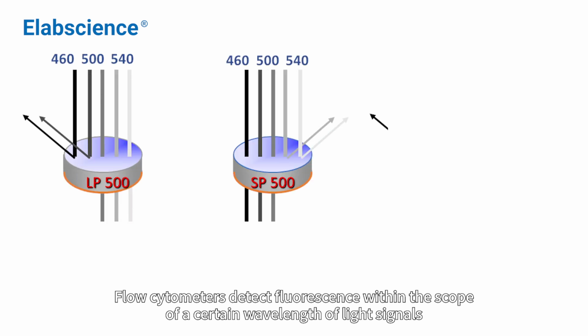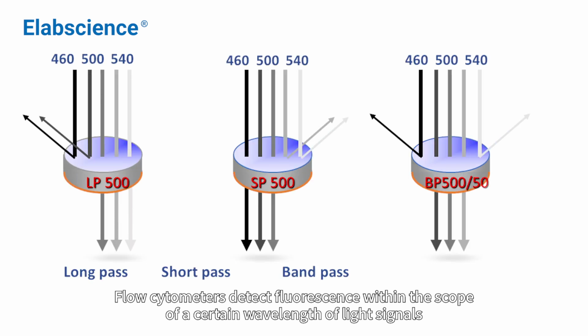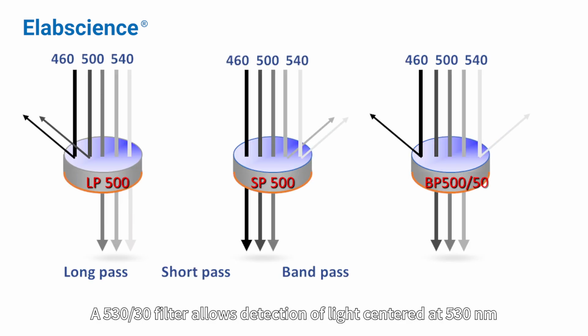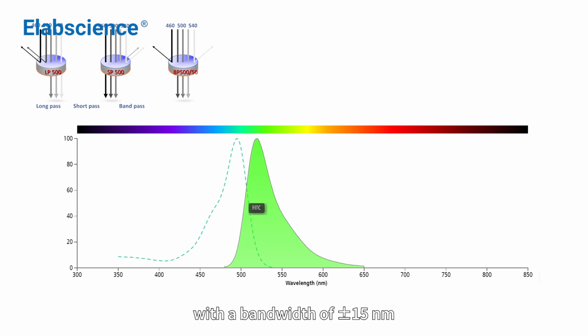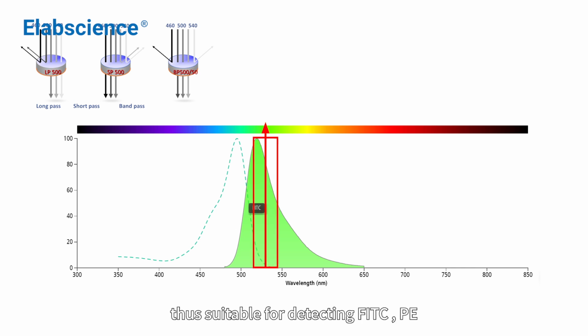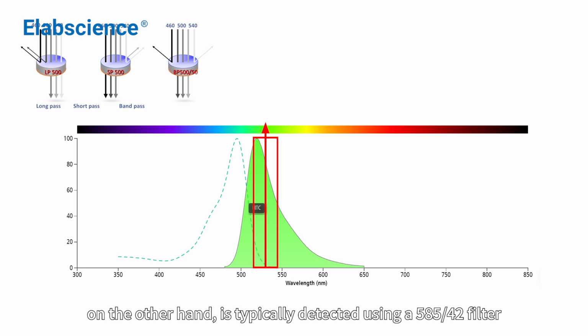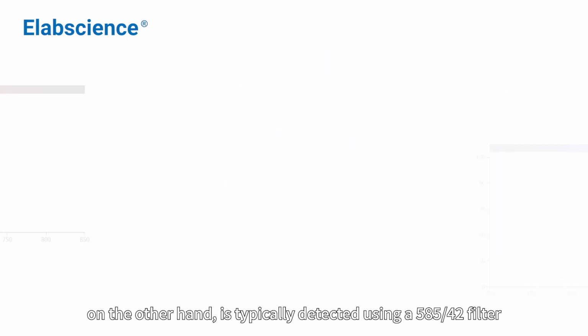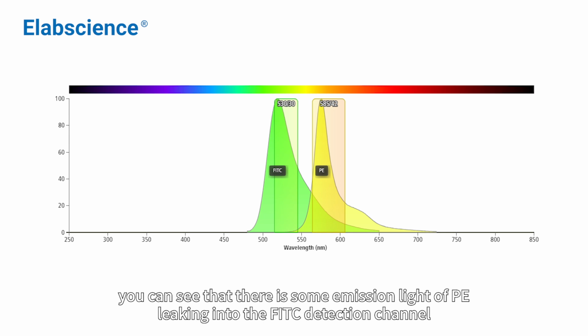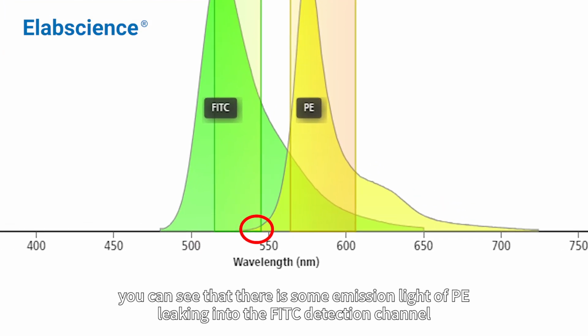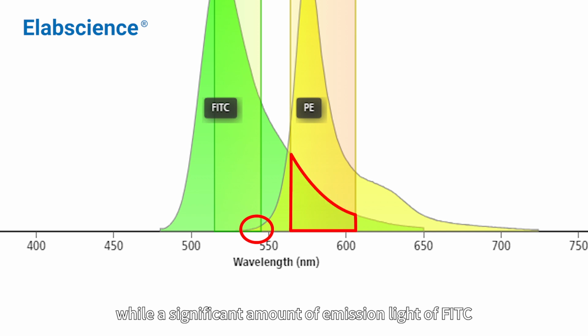Flow cytometers detect fluorescence within the scope of a certain wavelength of light signals. For instance, a 530/30 filter allows detection of light centered at 530 nanometers with a bandwidth of plus or minus 15 nanometers, thus suitable for detecting FITC. PE, on the other hand, is typically detected using a 585/42 filter. From the image, you can see that there is some emission light of PE leaking into the FITC detection channel, while a significant amount of emission light of FITC spills over into the PE detection channel.